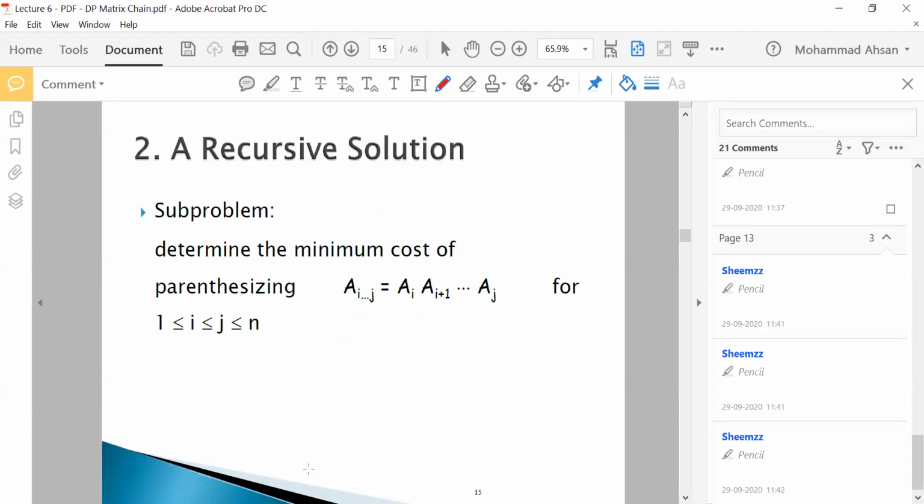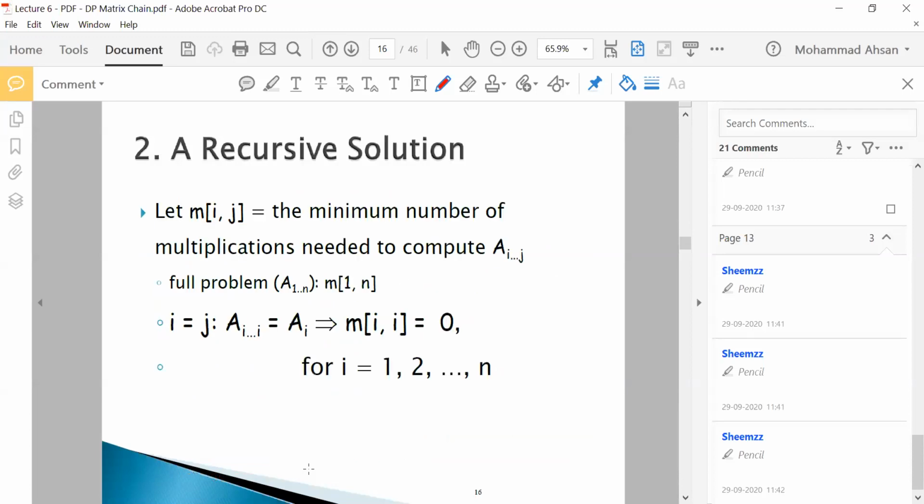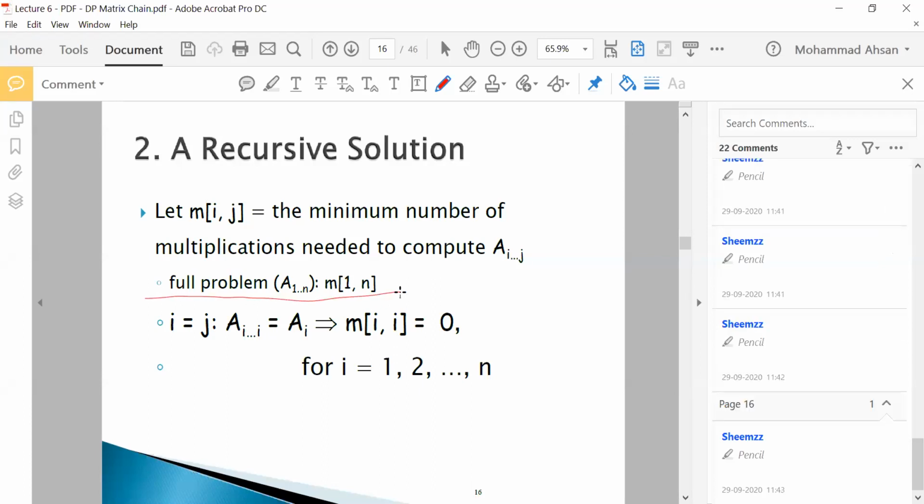Now if this is again your subproblem, how do we define the recursive solution? First of all, recursion needs a base case. Our base case is if the chain of length is 1, the number of multiplications required is 0. So we define a 2D array called M, and Mij is defined as the minimum number of multiplications needed to compute the chain of matrices from Ai to Aj. Our full problem is A1 to N. So M1N stores the minimum number of multiplications required, this is basically our solution that we are looking for. This is just a nomenclature we are giving. So M1N will store the minimum number of multiplications required to multiply this chain of matrices.